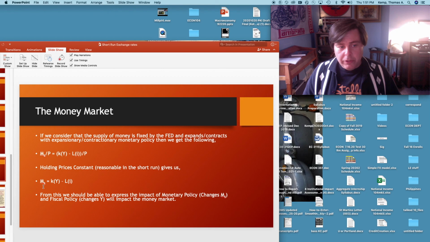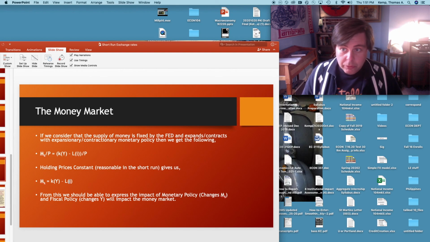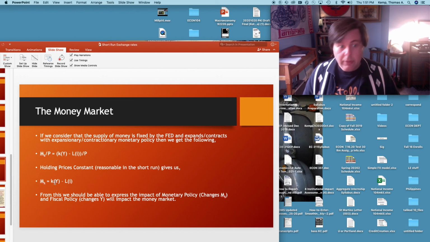And of course we can see that if there's expansionary monetary policy, then this is going to increase. And if Y remains constant, then we can see that i would have to fall, which is what we would expect, all things being equal. Similarly, with contractionary monetary policy, if Y remains constant, then i has to increase.